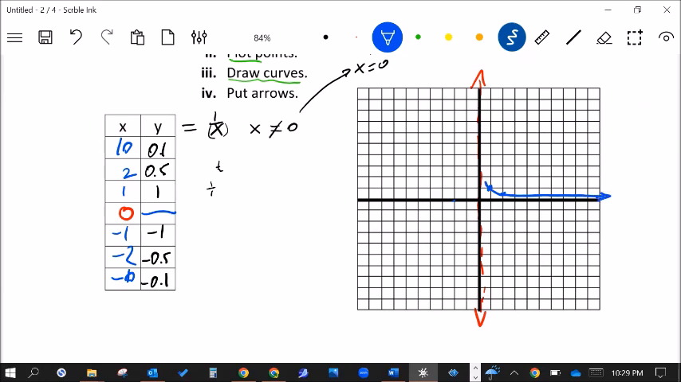And since it can't touch the asymptote, all it can do is get closer and closer to the asymptote, but never actually touches it. On the other side, and let's do the negatives, it's -1, -2.5, and -10, and the 0.1, and -0.1. That's the same kind of curve. You just have to make sure it doesn't actually touch the y equals 0.